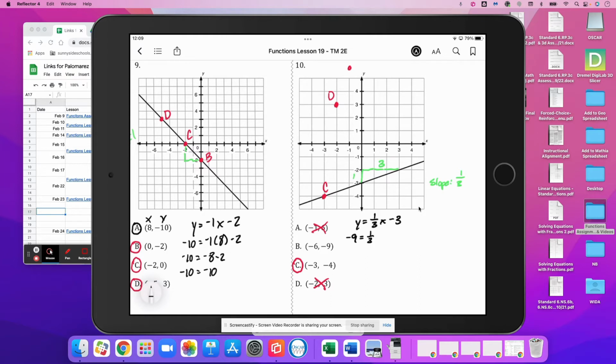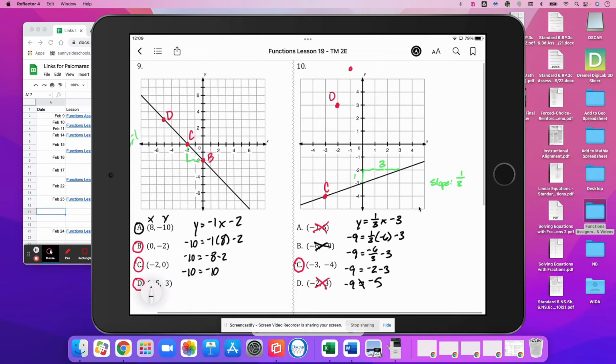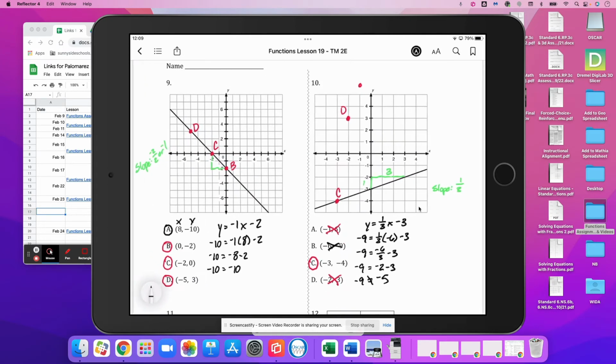And we've got 1/3 times x is negative 6 minus 3. So negative 9 is equal to negative 6 over 3 minus 3. Negative 9 is equal to negative 2 minus 3. And so no, negative 9 is not equal to negative 5. So negative 6, negative 9 is not going to be something that satisfies that function. Okay, I'll leave it there in case we need to take notes, and I'll be on to number 11 and 12.